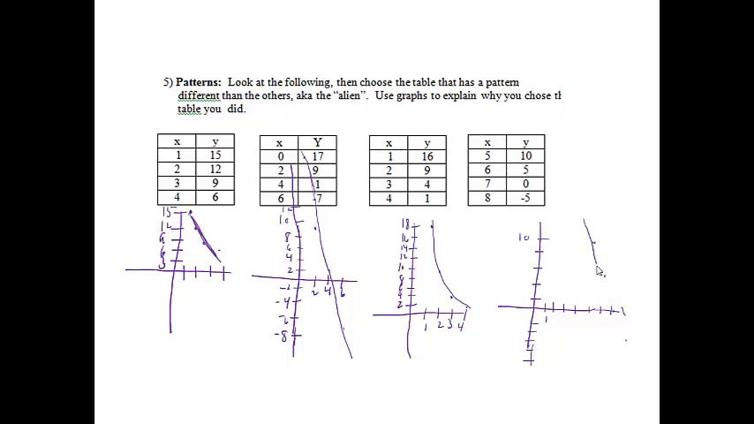Okay, and once again I notice that it makes a straight line. So if you look at all of these, it says we're trying to use a graph to explain why we chose the table that we did, and I noticed that they're all lines that are pointing down, except for this one is more of a curve.